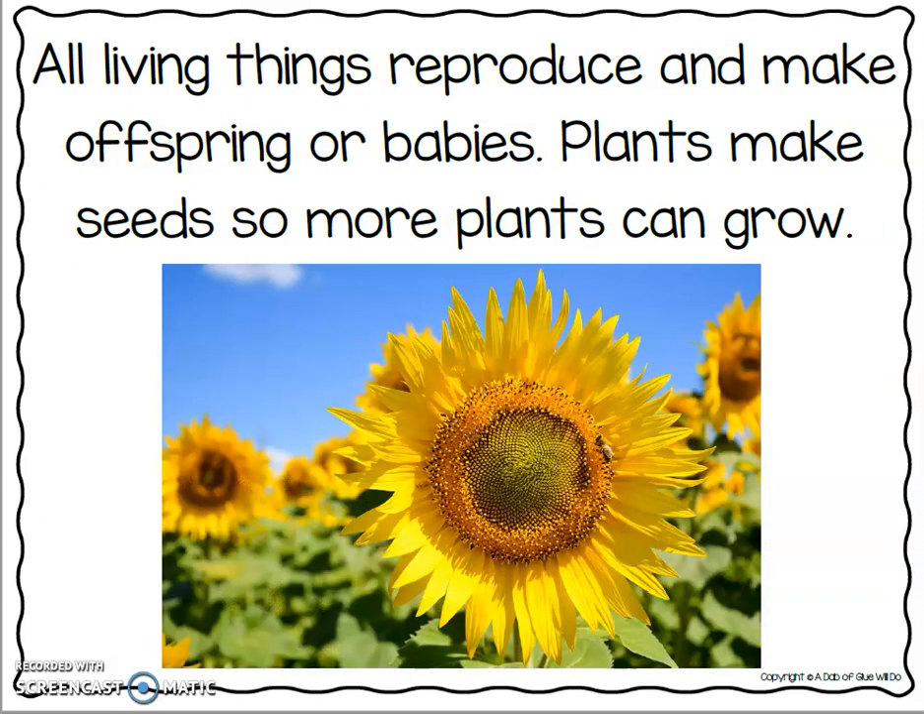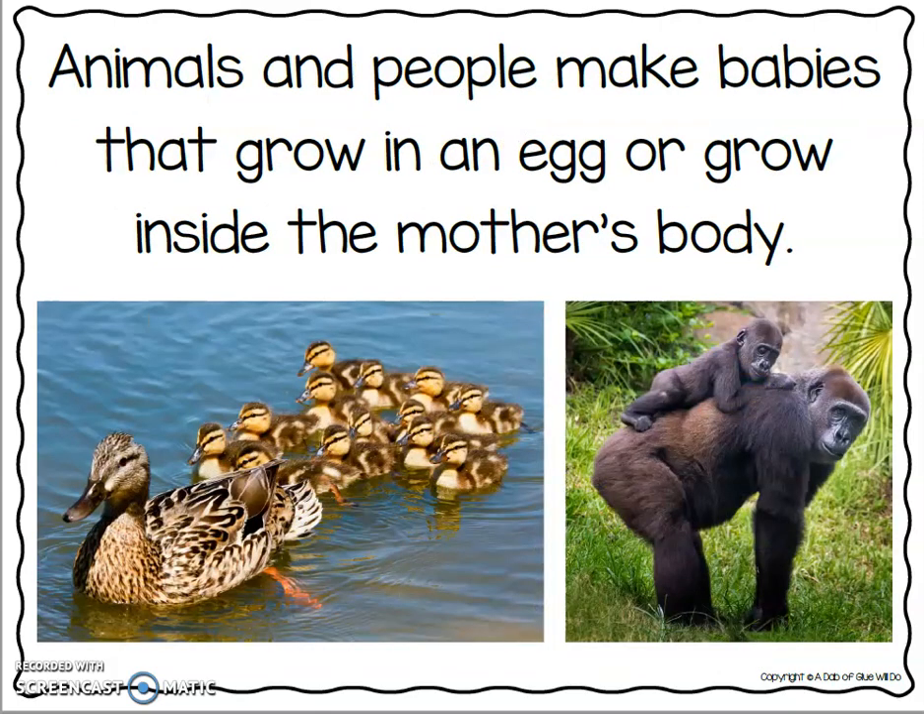All living things reproduce and make offspring or babies. Plants make seeds so more plants can grow. So that's how plants reproduce. They have seeds. Animals and people make babies that grow in an egg or grow inside the mother's body. I love these sweet pictures of these baby animals.